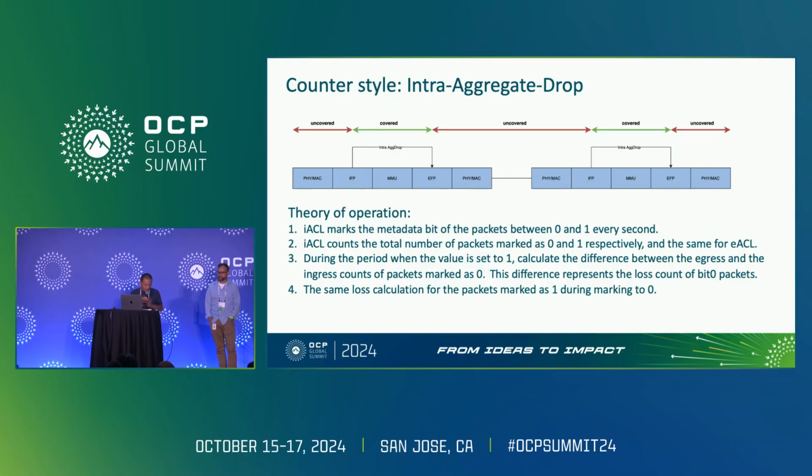So the intra-array job is helpful. It can effectively cover the packet loss between the ingress and egress SL for any reason, but it cannot cover the packet loss at the fibers and the links. So we do need another solution to do so.